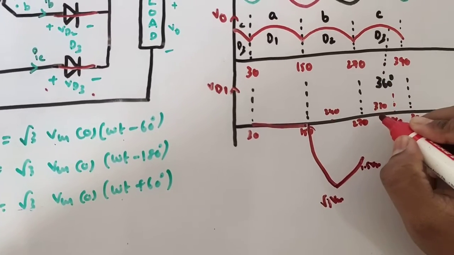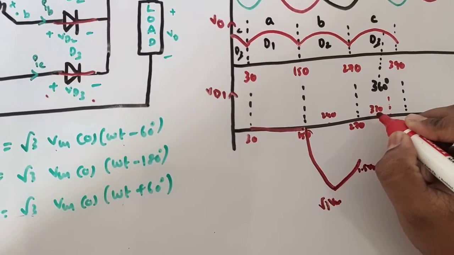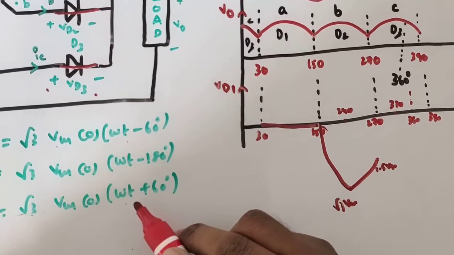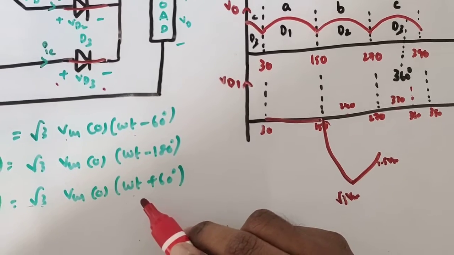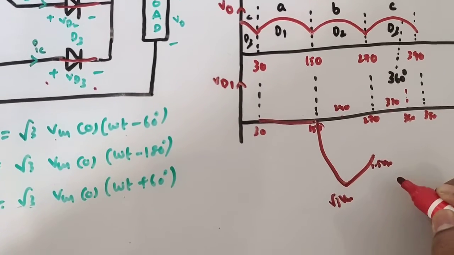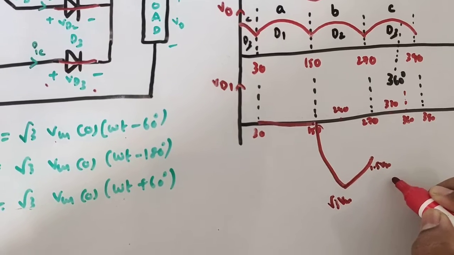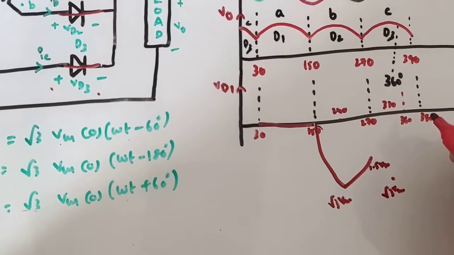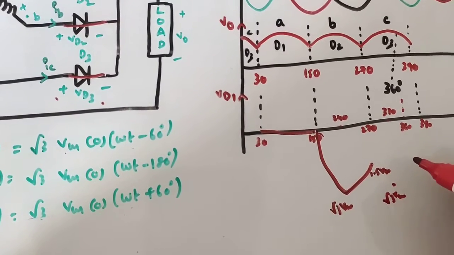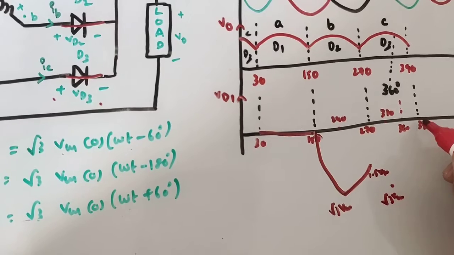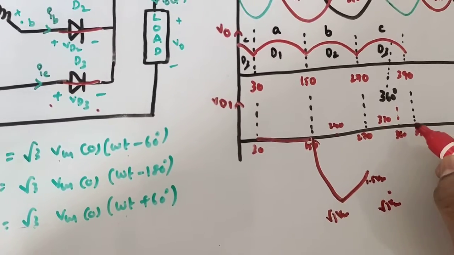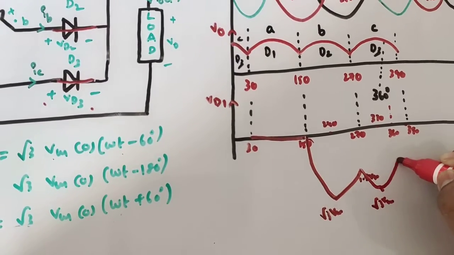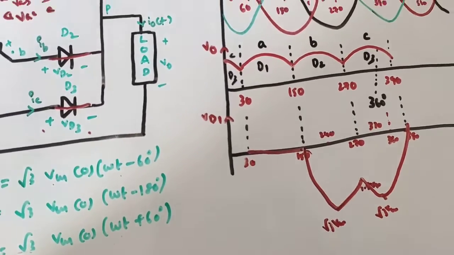Sorry, wait. At omega t equal to 330, you are going to get 330 plus 60 degrees, that is 390. So cos 390, at omega t equal to 330, you get the value as minus root 3 times Vm. That is what you have to remember. And if you clearly observe, at omega t equal to 390 degrees, you are going to get the value as 0. This is the condition you are going to find.